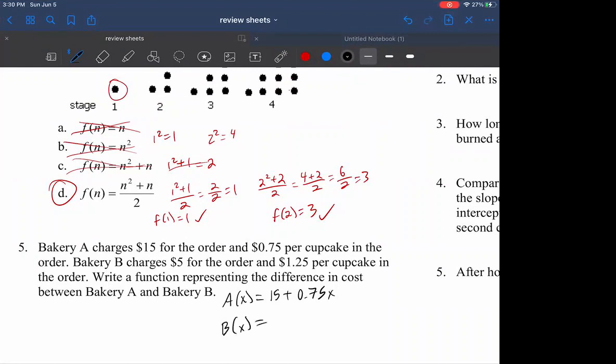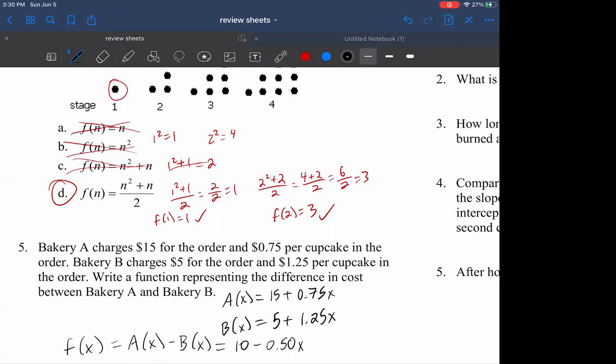Bakery B, we'll call that B of x, is only $5 per order, but their cupcakes are more expensive for each one. So that's 1.25x. So write a function rule representing the difference. We'll call this difference function just f. That would be A minus B, which would be 15 minus 5 is 10. And 0.75 minus 1.25 is negative 0.50x.